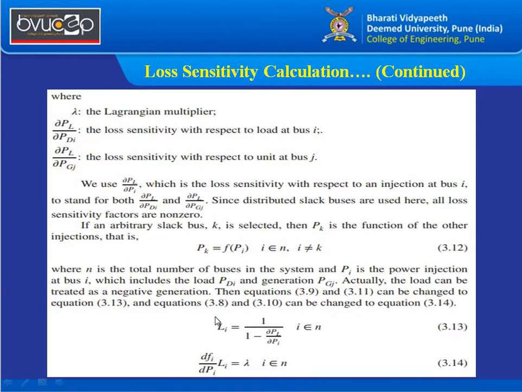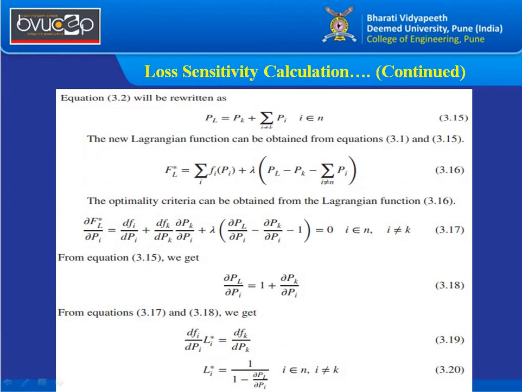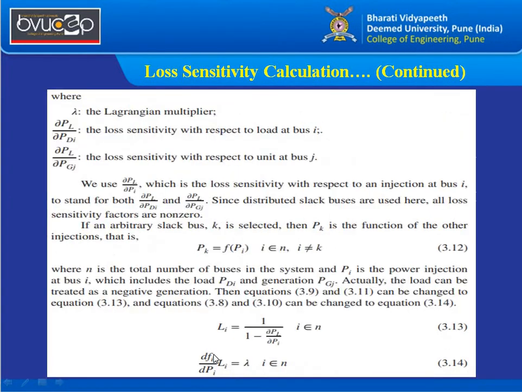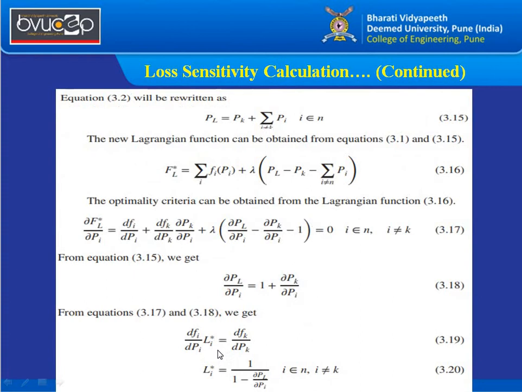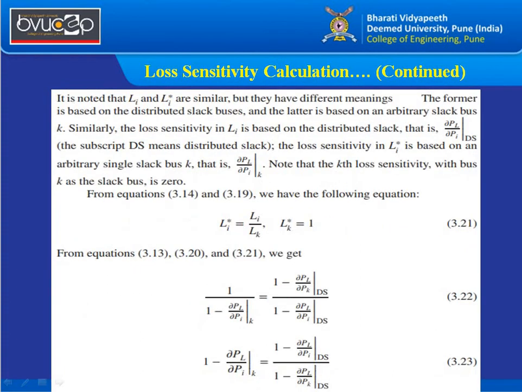Now if you observe, this Li which we have obtained and this Li star are almost similar. Yes, it is almost similar, but there are certain changes. What are the changes? It has a different meaning. Even if the notations are the same, it has a different meaning. The former, that is Li, is based on the distributed slack bus, but this Li star is for the arbitrary slack bus. This difference is very important, though the factors are the same.